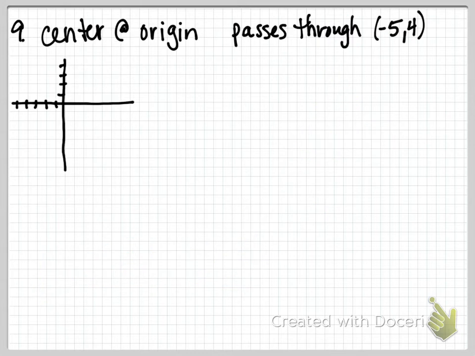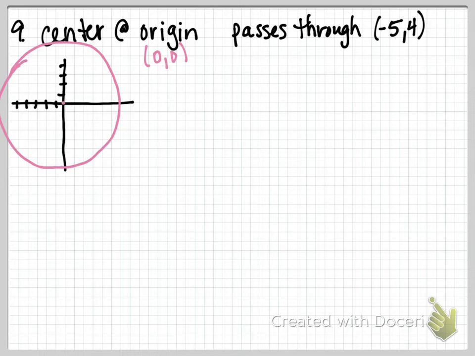All right, look at number 9. This tells you that you have an equation of a circle with center at the origin. Remember, center at the origin just means that your center is at the point 0, 0, and it passes through the point negative 5, 4. So just what that means is that you have a circle with center at the origin and goes through that point.